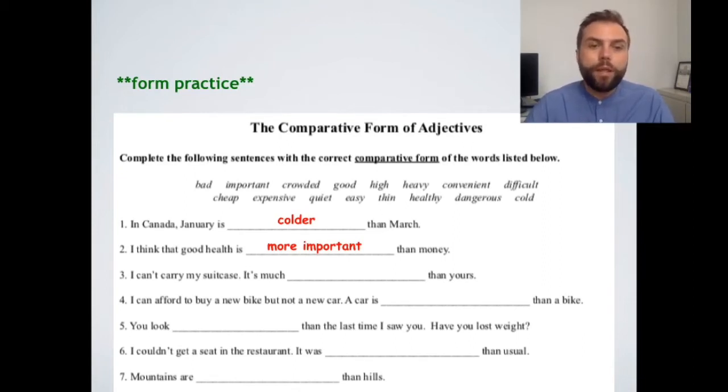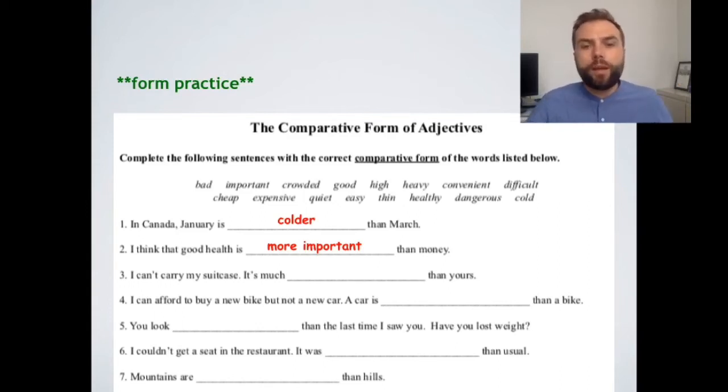So it's a good idea to give some model example answers. Number 1, in Canada, January is colder than March. Number 2, I think that good health is more important than money. Okay, so notice that cold becomes colder, and important, we need to add more. Okay, so those example answers are important for showing and exposing that.